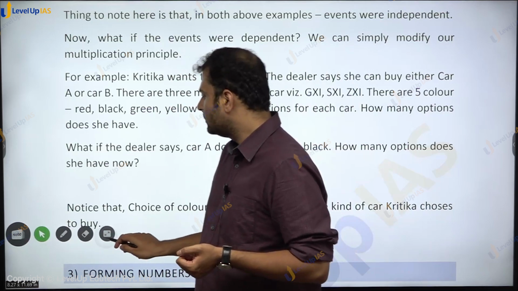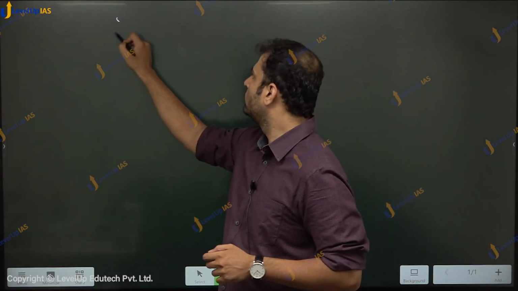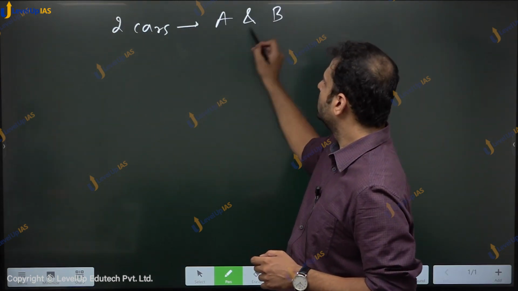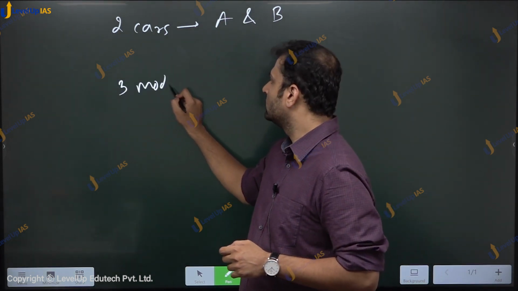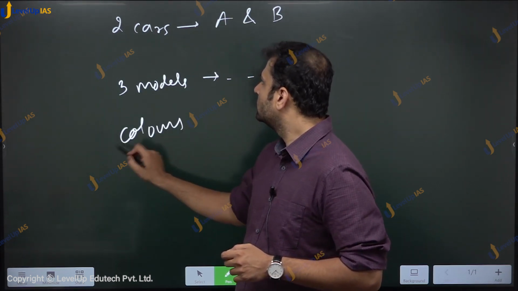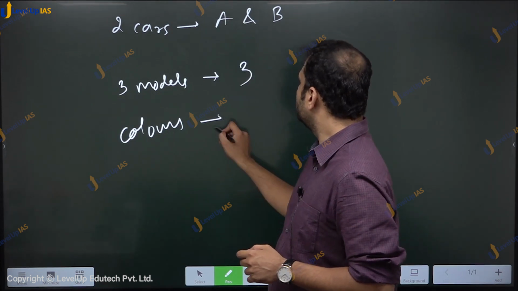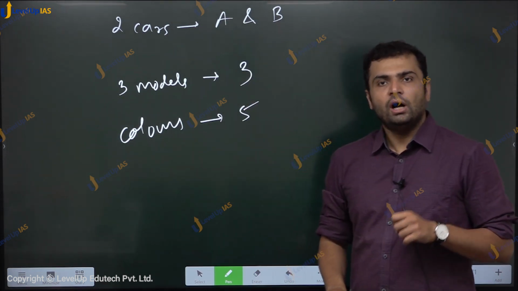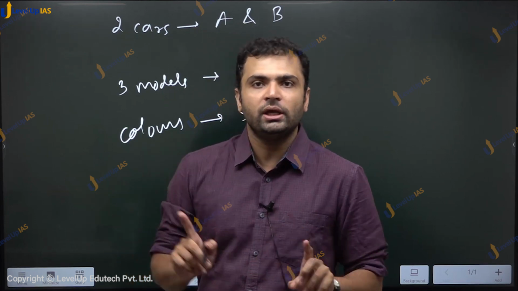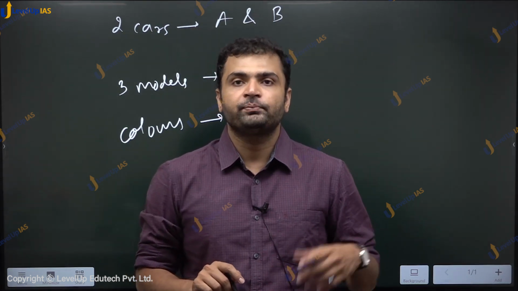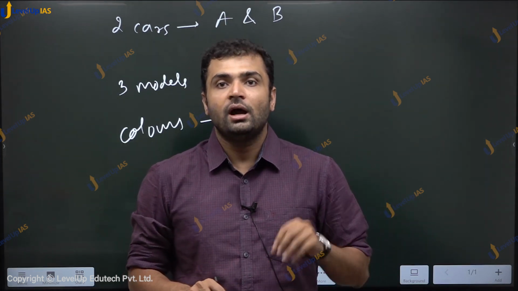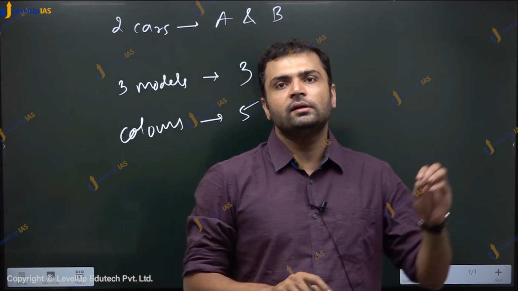So dekho, what does the question say? We have two cars, A and B. Then we have 3 models, and then we have colors. There are 3 models and there are 5 colors in each model. If you are Kritika, what do I have to do? I have to first choose a car. कार कौन सी लेनी है, A or B? Then we have to choose model and we have to choose color. I have to choose car and model of car and color of car.